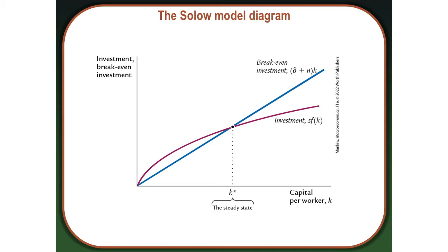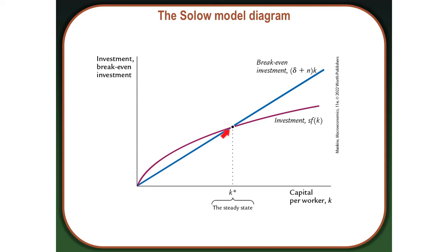We're just adding another number into the mix here. So notice that our investment function stays exactly the same. This investment function is still S times F of K, no change at all. And this break-even investment, instead of delta times K, is now delta plus N times K. So the slope is getting a little bit bigger, right? This coefficient on K is getting bigger, so this line is going to be rotating a little bit. But other than that, it's exactly the same. The intuition is still the same.